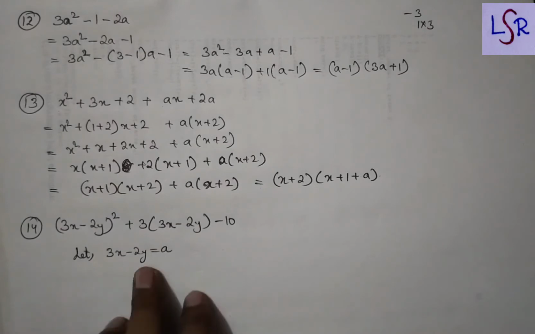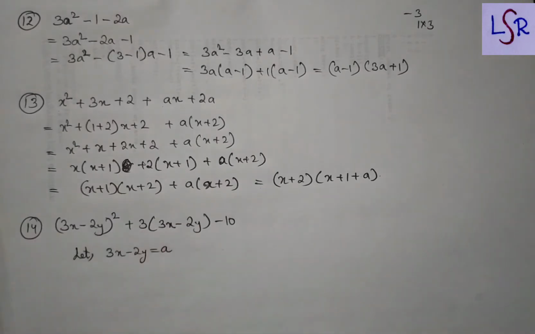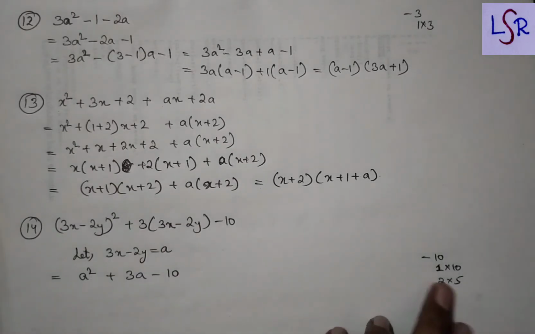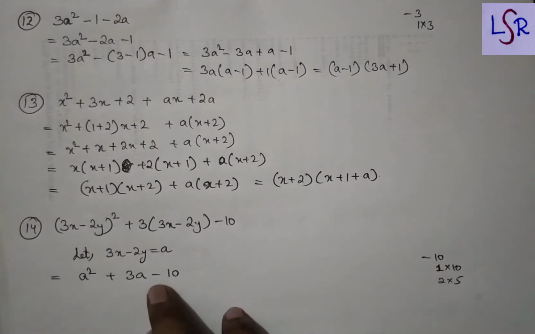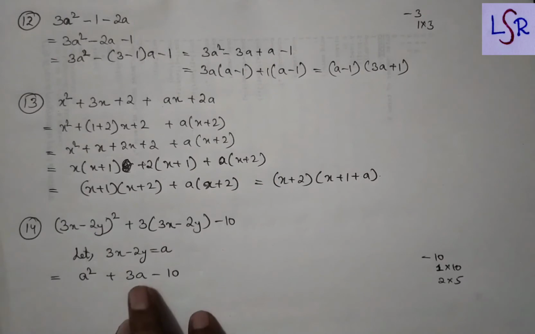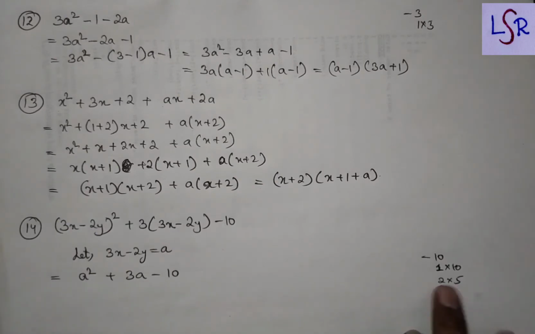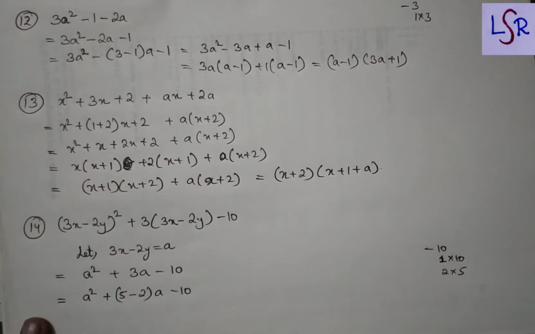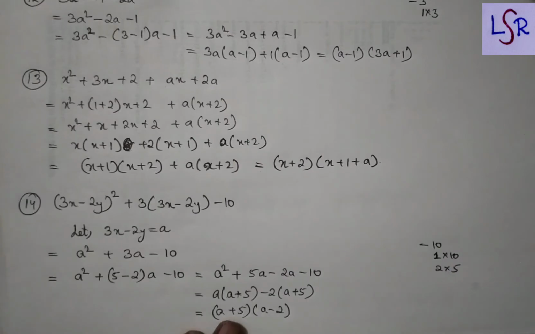Now we are going to replace it. Now here we got this. We have taken the factors of minus 10, and that's 1 into 10 and 2 into 5. Now we have to split this 3. So we can write this one as 5 minus 2. We have taken this 2 here, and we have split 3 into 5 minus 2, and now after opening it we have got this, and now we can take the common of a from the first two and minus 2 from the next two, and now we are going to replace the values of a. So this is your final answer over here.